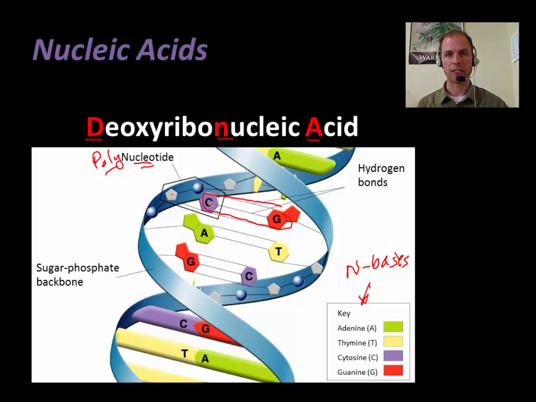And here you can identify how C's bind with G's, or cytosines with guanines, and thymines with adenines. And that pattern will be repeated throughout all of the molecule. And so the base pair rules are rules that you just have to know. For every A, there will be a T. For every C, there will be a G.